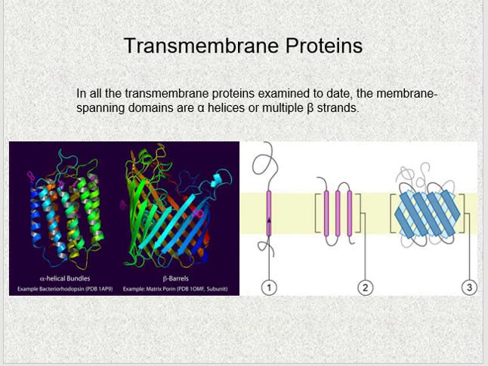Transmembrane proteins may appear in one of two forms. They may have one or more alpha helixes that span the membrane, like examples 1 and 2 in this image, or they may have beta sheets that span the membrane, like example 3.